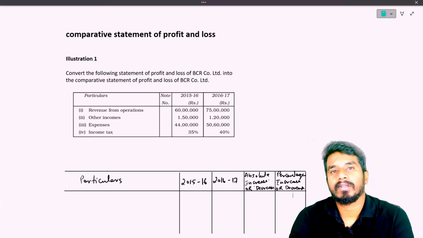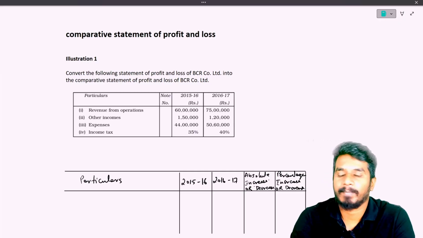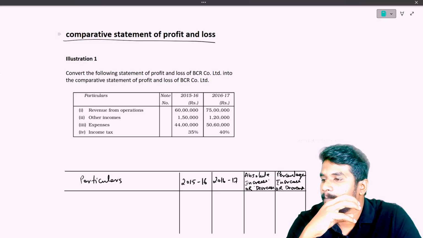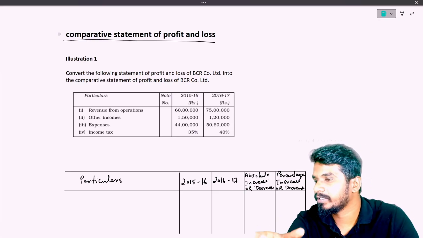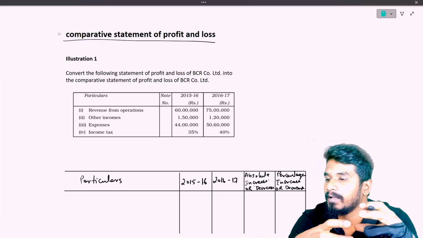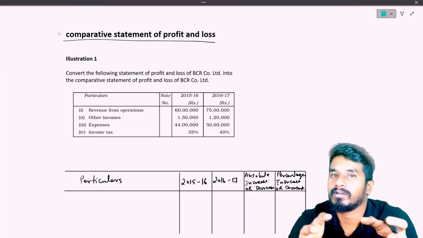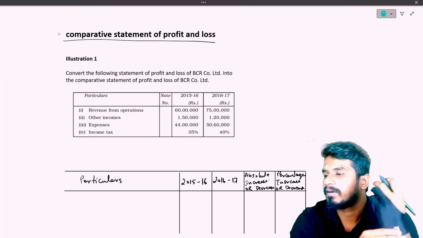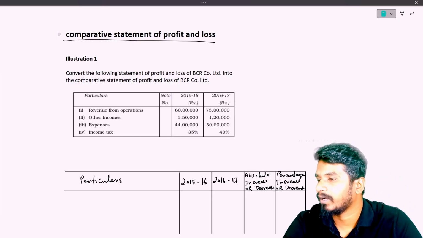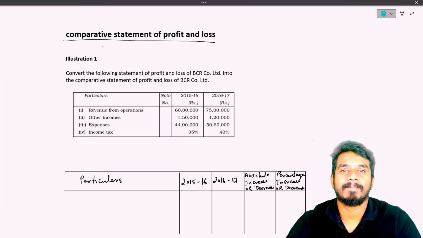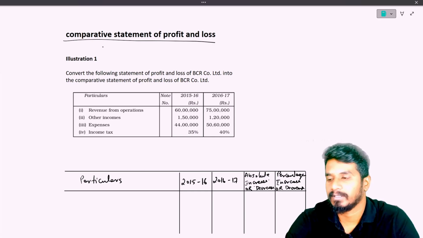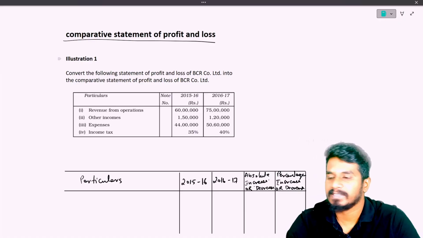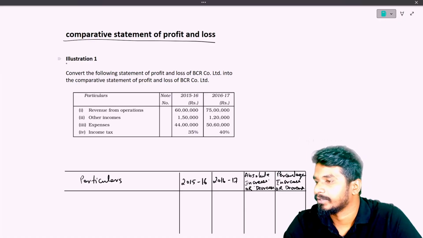So in this video, we are going to learn about comparative statement of profit and loss. This is the basic question. By this, you can understand how comparative statement of profit and loss, or income statement, works, or how we can calculate. It is a very easy one. We'll finish it off in a few minutes. Two questions are there. No issues, right? You'll understand it clearly because it is a basic one. Let us start with the question.